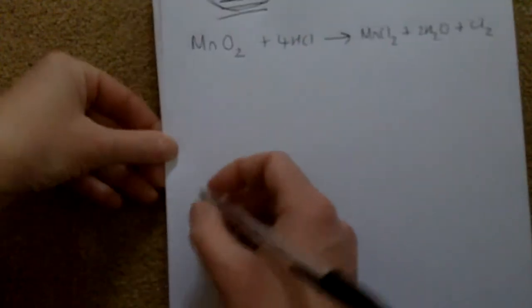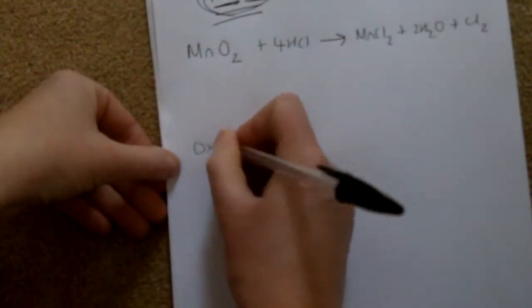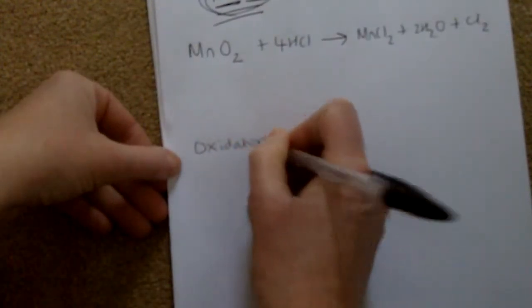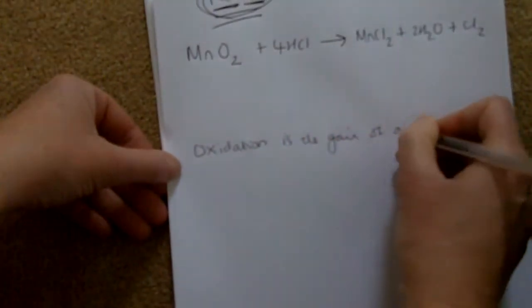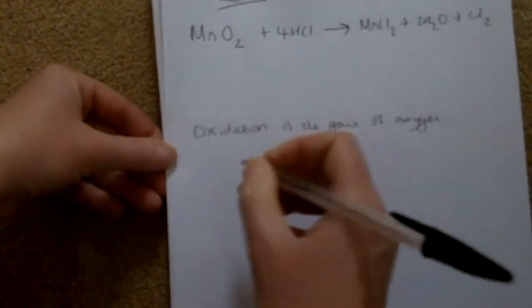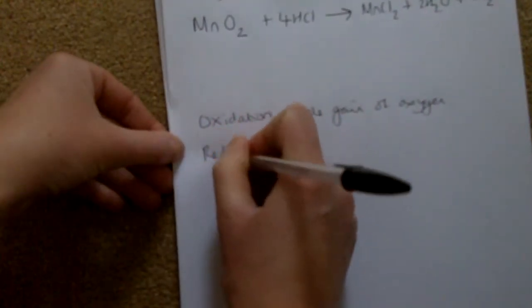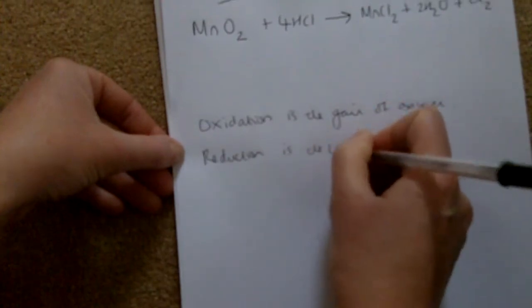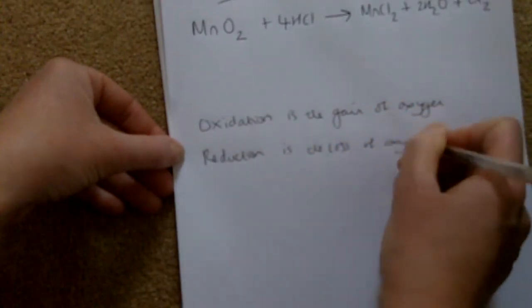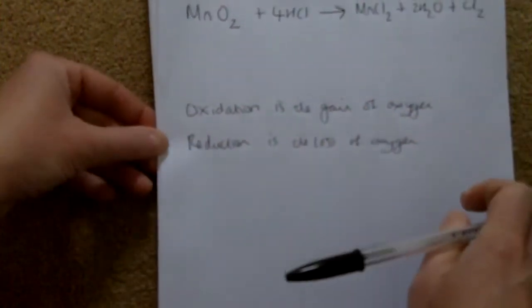Classically, oxidation is the gain of oxygen, and reduction is the loss of oxygen. But nowadays that is too simple.